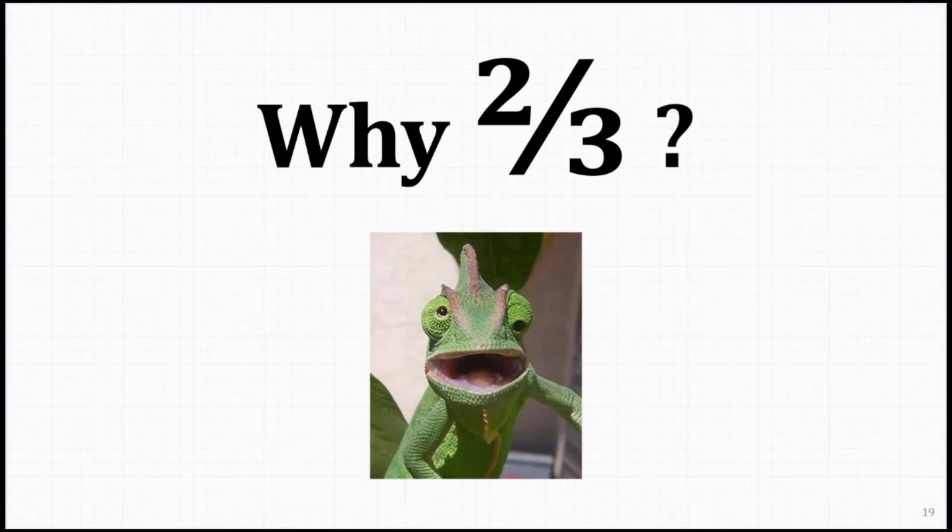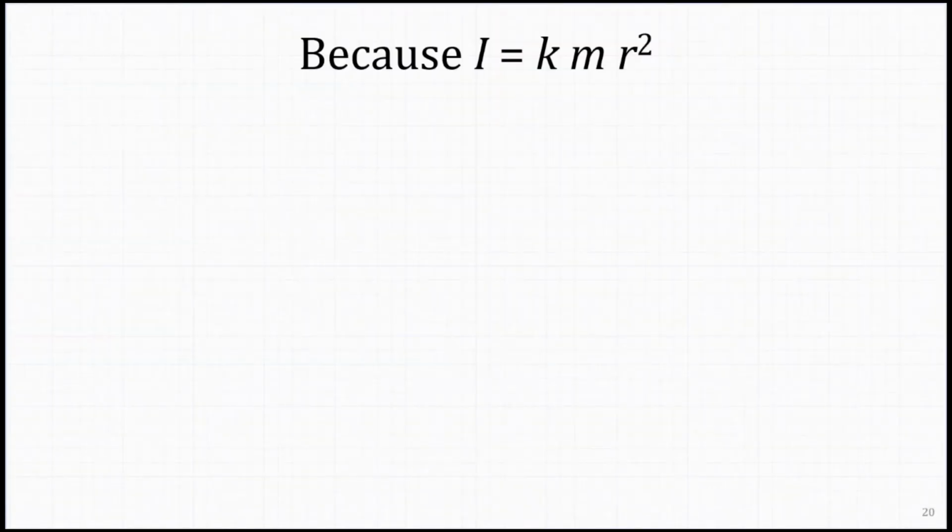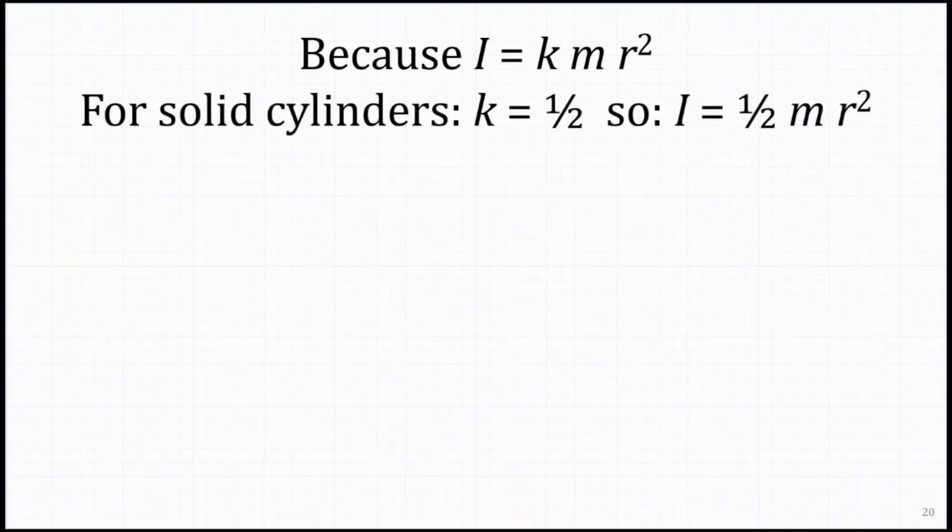Why 2/3? Because inertia equals k m r squared, where k is a coefficient that's distinct for different shapes. For solid cylinders, k equals 1/2, so I equals 1/2 m r squared.